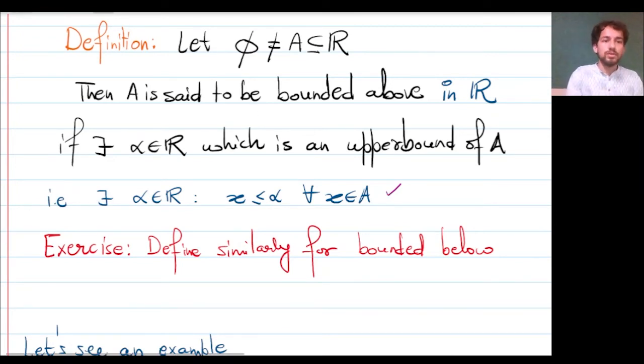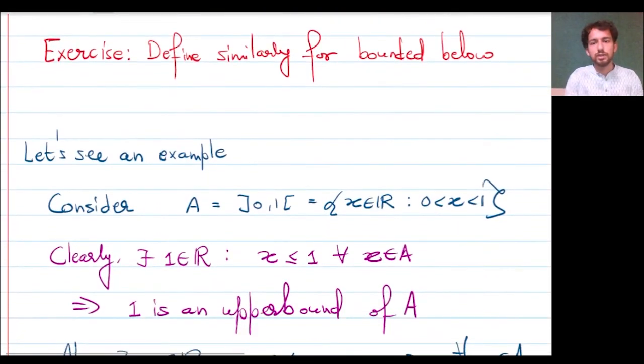On similar lines, you can easily define what we mean for a set to be bounded below. Just the sign of the inequality will reverse. Then that real number will be alpha. Again, alpha is a lower bound for my set if alpha is less than or equal to x for every x in that set. Okay, let's now see an example. Quite a good example this is.